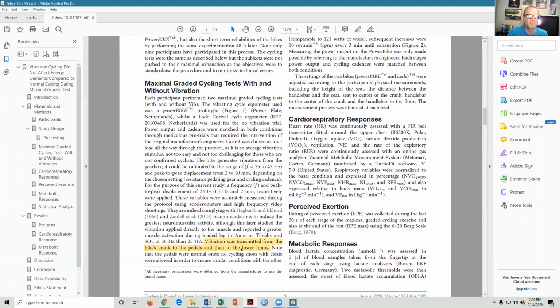So if I do this experiment again, and maybe I induce vibration at the fork, the front wheel, which would be sensed by the hands, maybe something's different. I don't know. But now I know a little bit more about the methods. Now I'm really interested in this study.